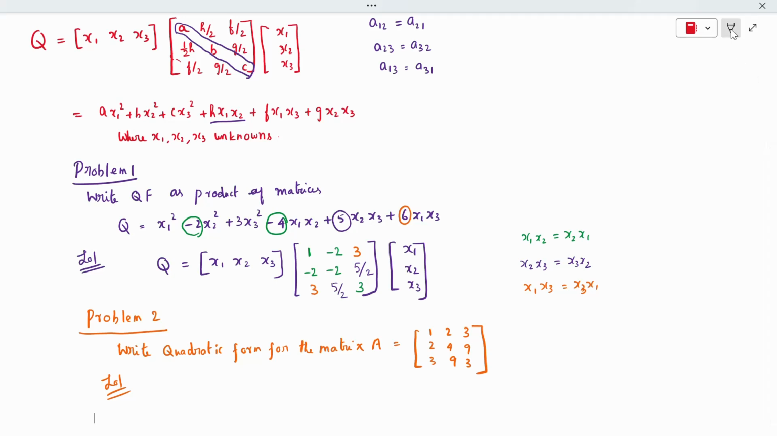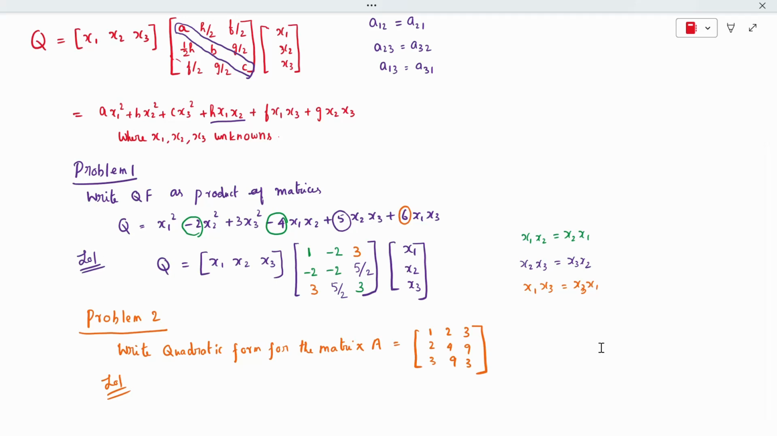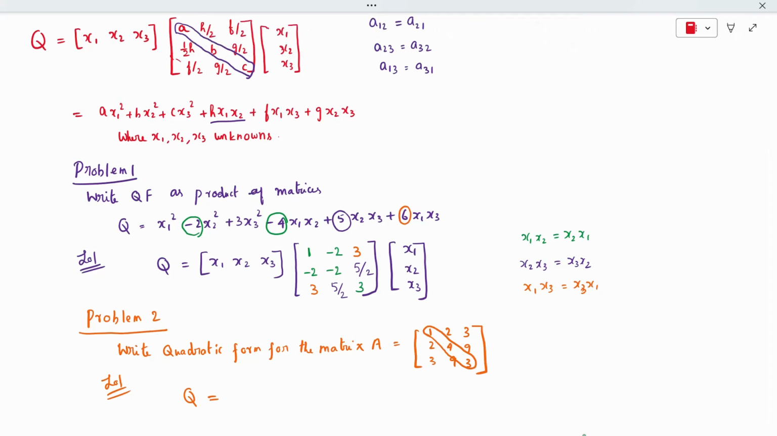How we have to write? The quadratic form is nothing but Q. Q is first the diagonal elements. What are our diagonal elements? The diagonal elements are 1, 4 and 3. So it is nothing but 1 x1 squared, 4 x2 squared plus 3 x3 squared. Completed.